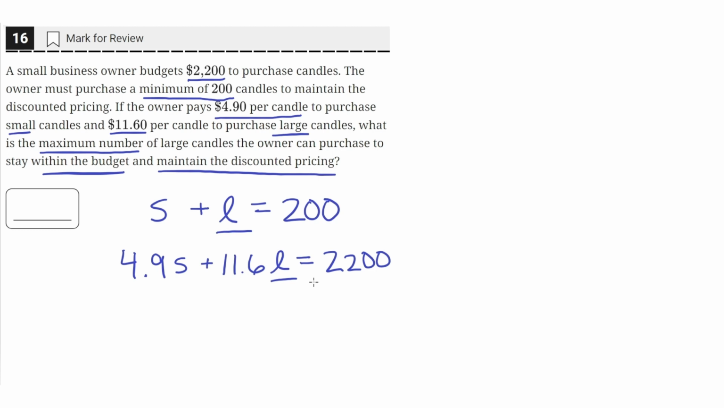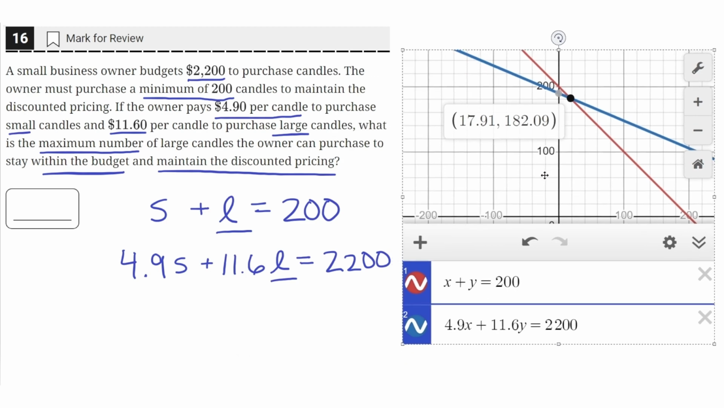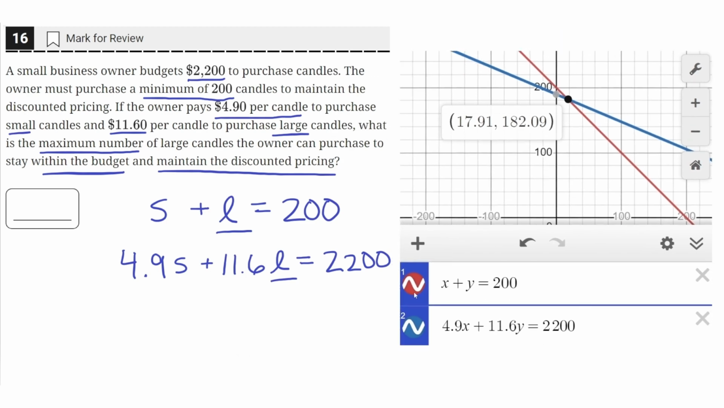Okay, so you could solve this by hand for L, but it would be easier to just use the Desmos graphing calculator. So here I've graphed the two equations. X is just the number of small candles, and Y is just the number of large candles. So here Desmos found the point of intersection right here, and it tells us it's at an X value of 17.91 and a Y value of 182.9.